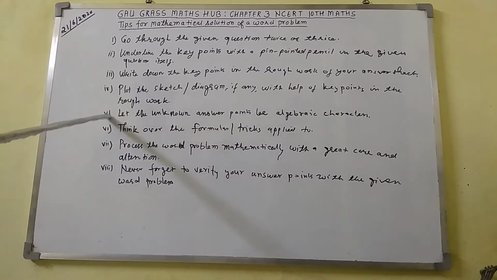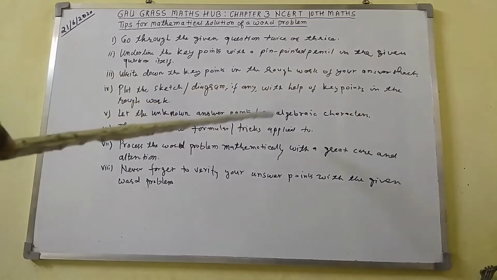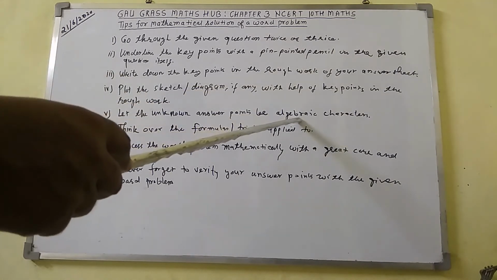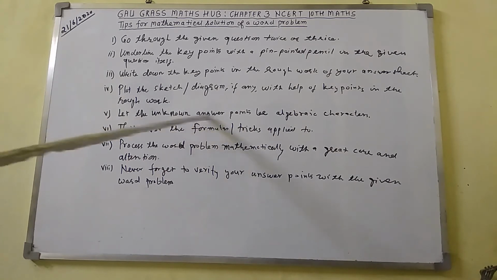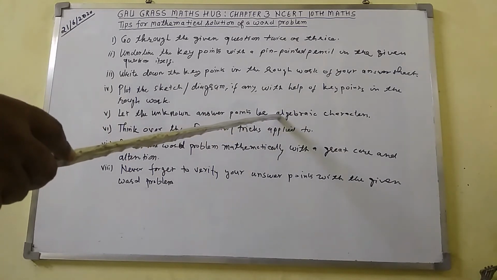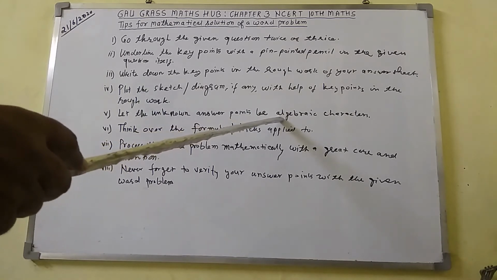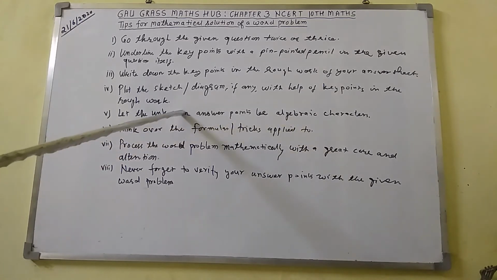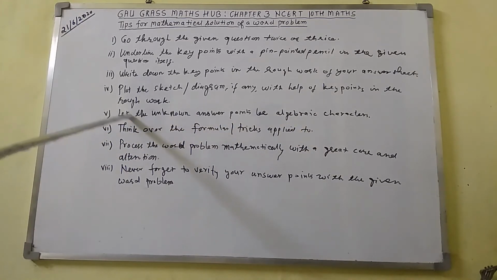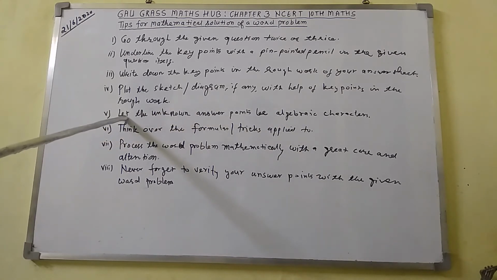So now fifth point will be let the unknown answer point be an algebraic character. Algebraic character means x, y, z you can let, so that when you solve the question and get the value of x, y or z, that will be your answer. That's why the unknown answer point will be supposed.